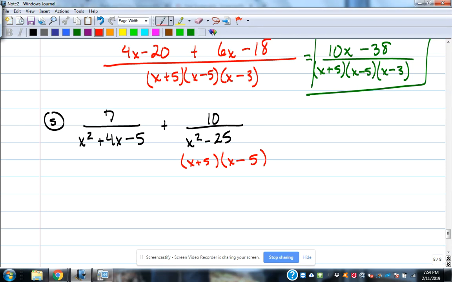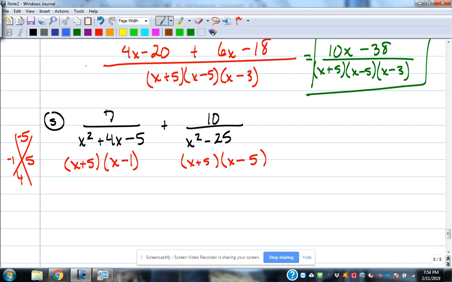That's how that factors. How does x squared plus 4x minus 5 factor? That x method: multiply to be negative 5, add to be 4. Negative 1 and positive 5. So my factors are x plus 5, x minus 1.